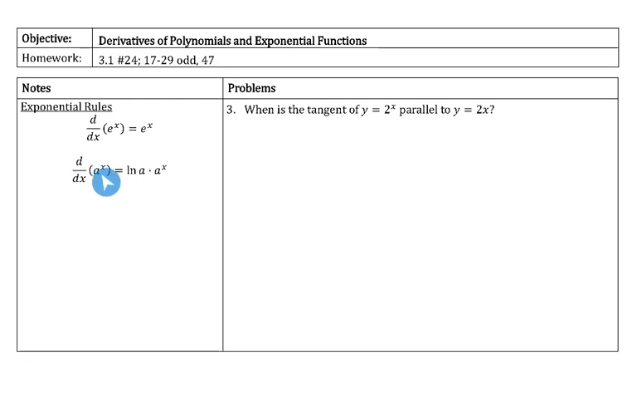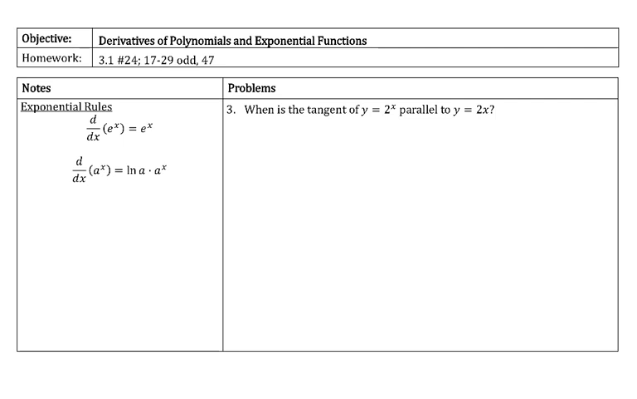The derivative of a to the x is equal to a to the x, but then times the natural log of a. If you're interested in why this is true, there's a proof in the guided notes that are attached to this assignment. I'm going to keep going because I don't want this video to get too long.